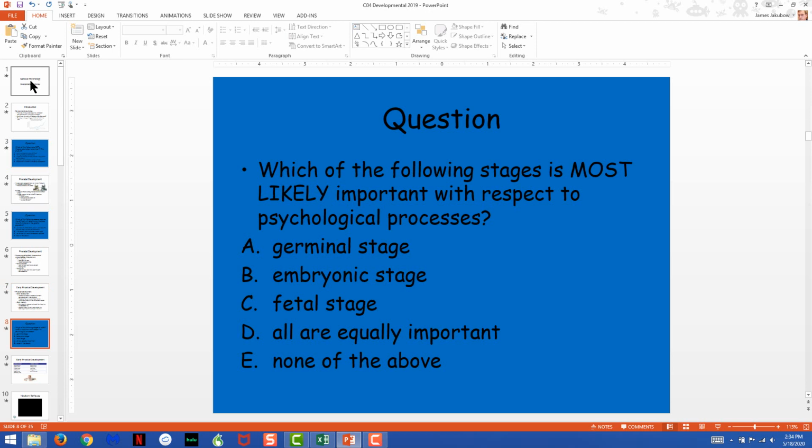Now let's take a look at this question. Which of the following stages is most likely important with respect to psychological processes? And the answer there is C, the fetal stage. And that answer, fetal stage, is correct because the fetal stage is the one prenatal stage where there's primarily brain development going on. The germinal period is the first 2 weeks of life, and there's no brain at that time. Your brain won't start to develop until about the 3rd week of life, and then you'll be in the embryonic stage, but not a whole lot of brain development will occur during that time period. Most of it will occur during the fetal stage.